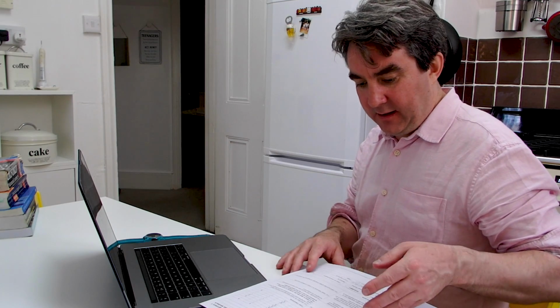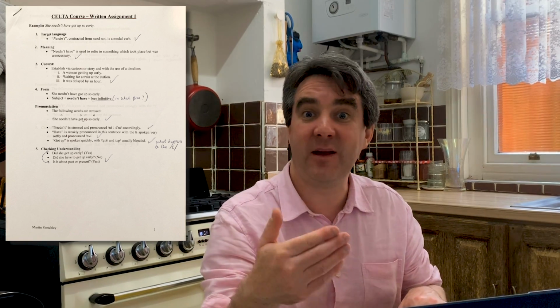Now, they give you a particular language point, and the first one I'll put up on the screen so you can have a look at it. The first one was needn't. There's an example: she needn't have got up so early. What I put was that needn't is contracted from need not, and it is a modal verb. The meaning: needn't have is used to refer to something, and so on. Then the context, where I used a variety of different contexts. A woman gets up early, waits for a train at the station, it was delayed for an hour, and she needn't have got up so early. So that's the context.